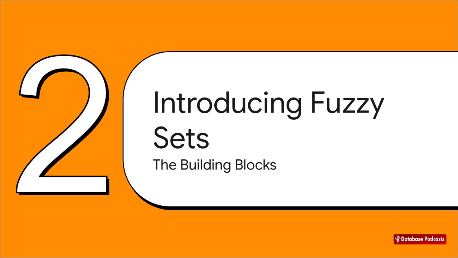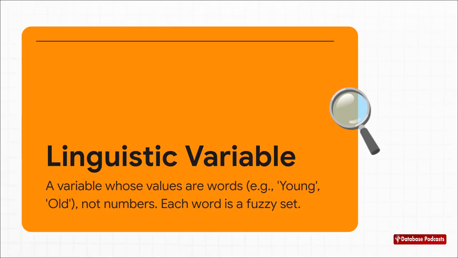Okay, so we've got this idea of degrees of membership. That's cool, but how do we actually use it to define those messy, real-world concepts we talked about, like young, tall, or maybe even high risk? Well, we do that with something called a linguistic variable. And this is a really powerful concept. Think about it. Instead of the variable age just holding a number, its values can be actual words, the words we use every day. So age could be young, middle-aged, or old. And each one of those words is then defined by its own fuzzy set.